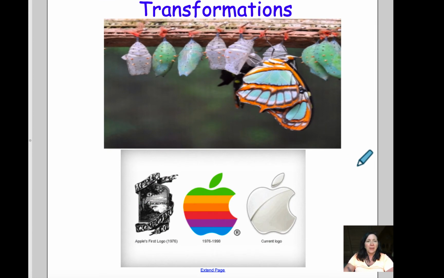So we're going to start off on transformations. When we're doing transformations, we are going to be trying to take our values, our parent functions, and then adapt them differently.